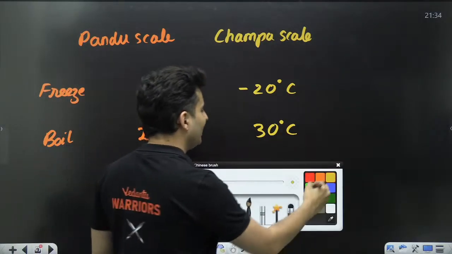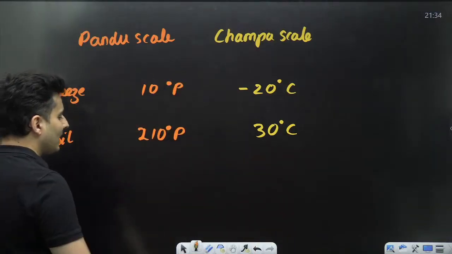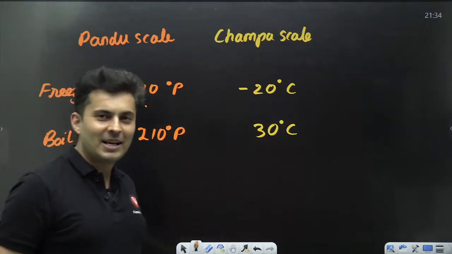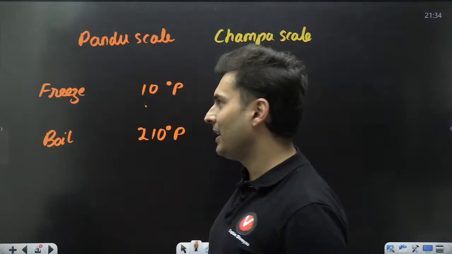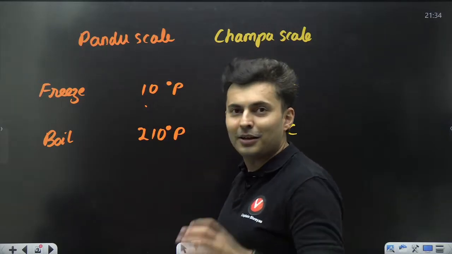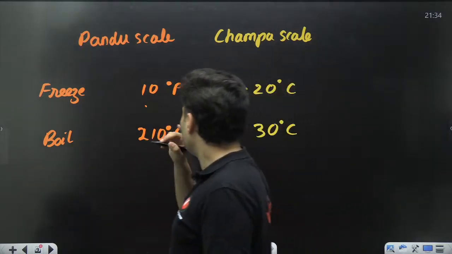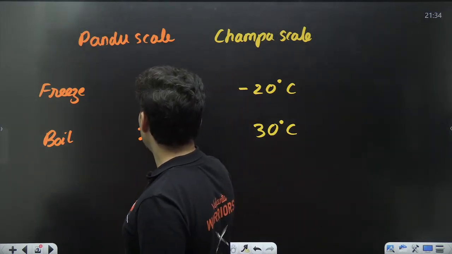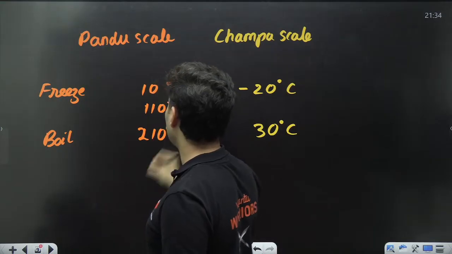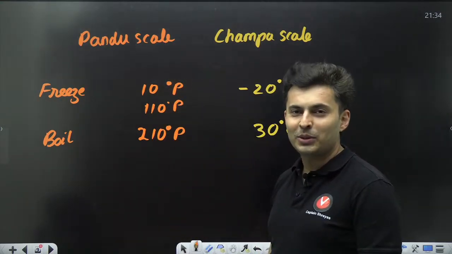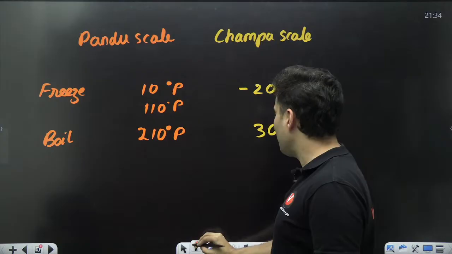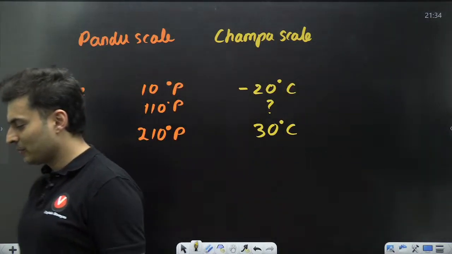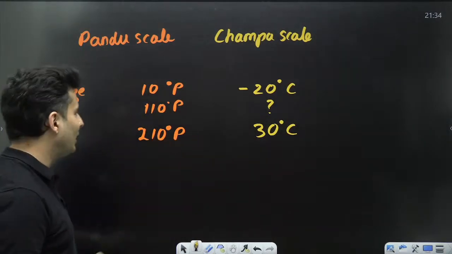What if a question is, if Pandu says, let's say for example, the current temperature is something like 110 degree Pandu. Then what is the temperature which Champa will show? Right? So how do you solve these kind of questions?